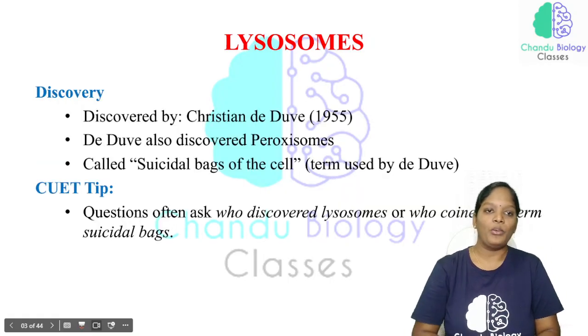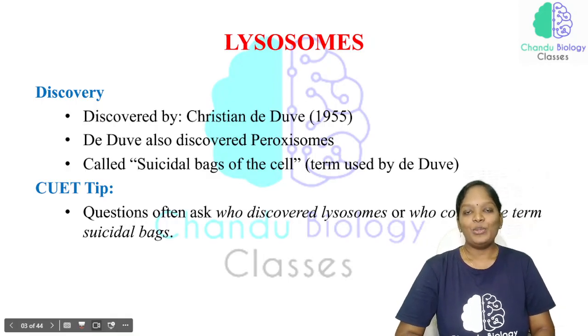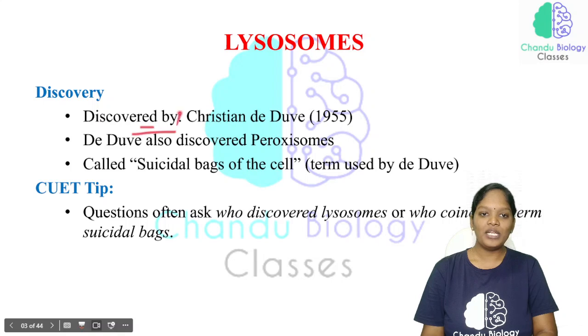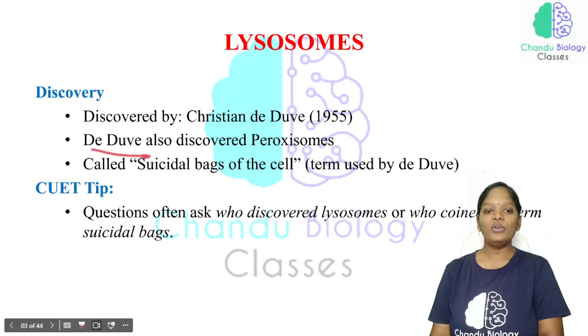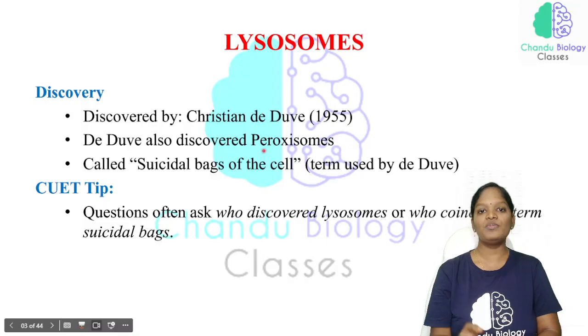Okay, now who discovered it? Always we start the organelle with the discoverer. See here, the lysosome was discovered by Christian de Duve. So this is the name of the scientist who discovered the lysosomes in 1955. Now, de Duve also discovered the peroxisome. So this is very important: the scientist who discovered the lysosome is the one who discovered the peroxisome also.